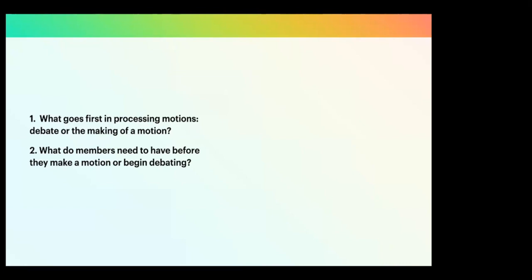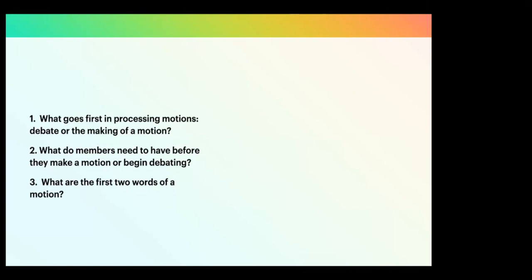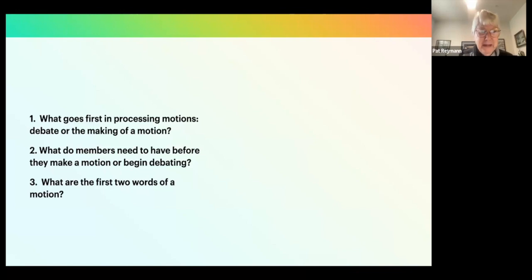The floor, permission to speak from the chair. Yes, the floor, permission to speak from the chair. Very good. What are the first two words of a motion? Everybody? I move. Very good, thank you. It sounds like third grade, but it's important. And just having you say it is important because that goes into your brain too. Okay.